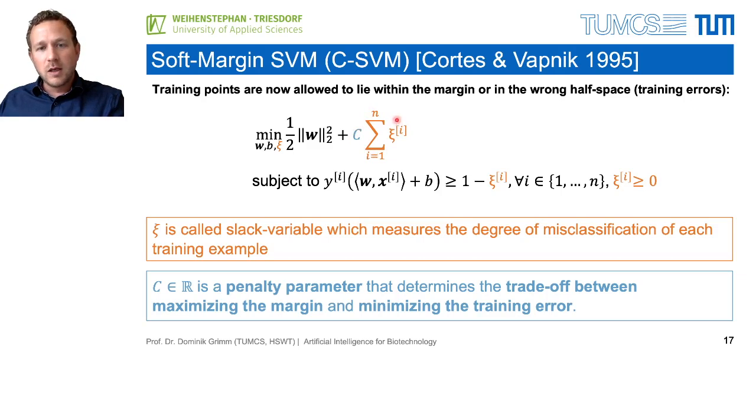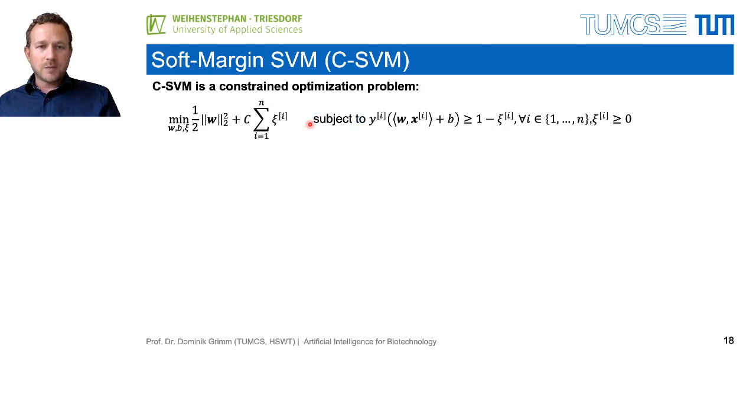If C gets small, this term gets less important, so it's more important to maximize the margin. So let's look at this optimization problem a little bit more closely. This was the optimization problem that we'd like to look at more. So now we take again this constraint.